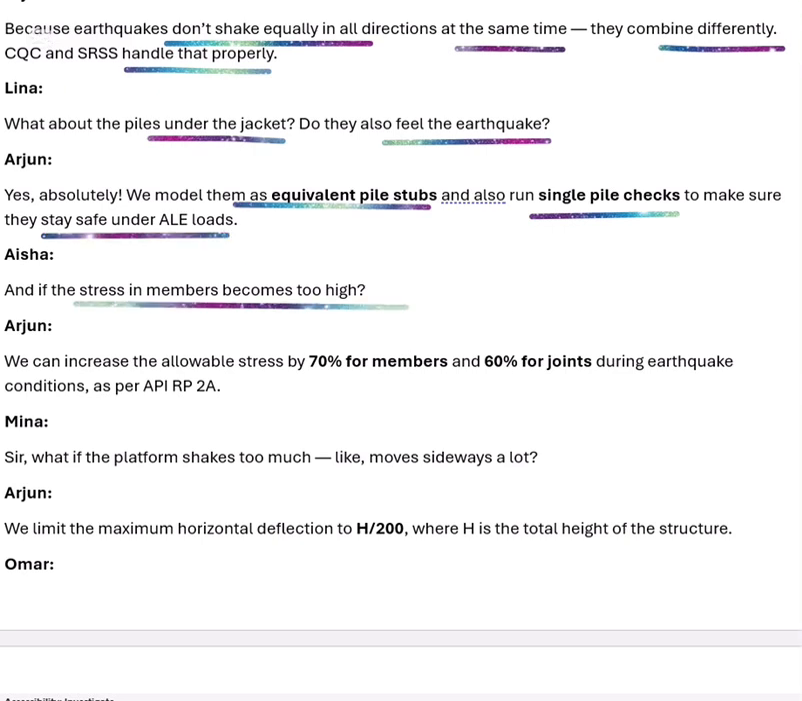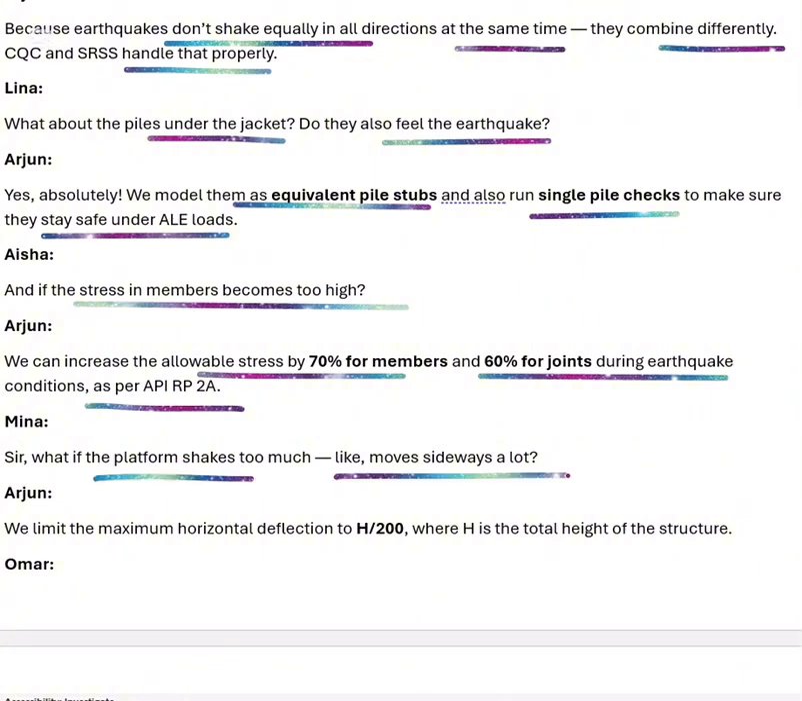What if the stress in the members becomes too high? We can increase allowable stress by 70% for members and 60% for joints during earthquake conditions, as per API RP2A. If the platform moves sideways a lot, we limit the maximum horizontal deflection to H/200, where H is the height of the structure.